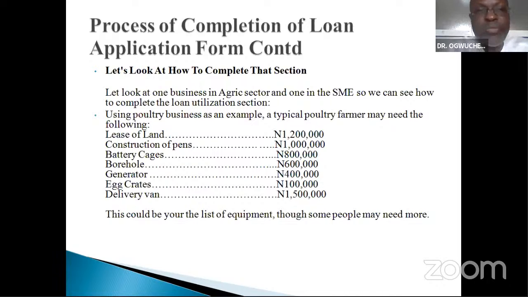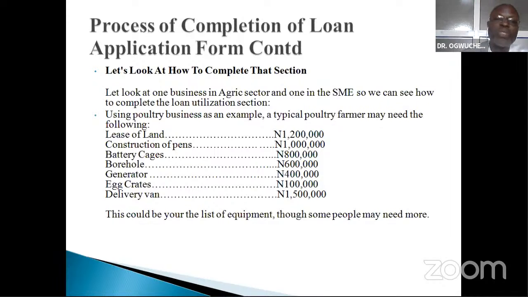Okay, a typical poultry farmer will need the following. One, lease of land, 1.2 million. Construction of pens, 1 million. Battery cages, 800,000. Borehole, 600,000. Generator, 400,000. Egg crates, 100,000, and a delivery van, 1.5 million.